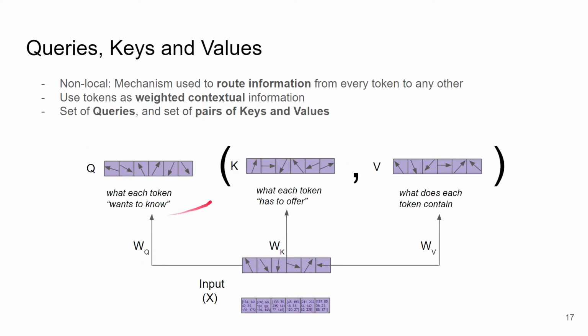The query is going to represent what each token wants to know, right? What information does this token need, or each of them? Then the keys are going to represent roughly what each token has to offer, so relevant information that's contained in the token. And finally, the values are going to represent what each token actually contains, the information contained there. The representation of the sequence is going to be better encoded here.